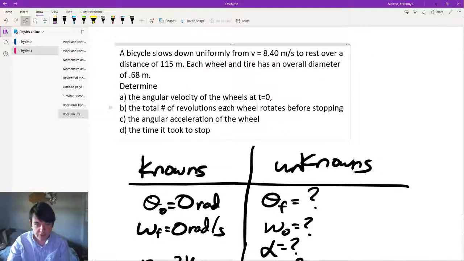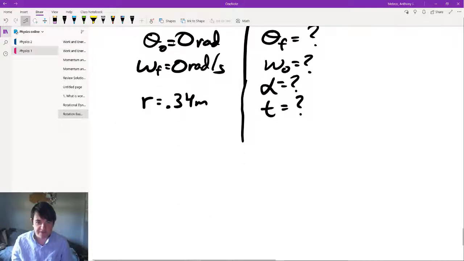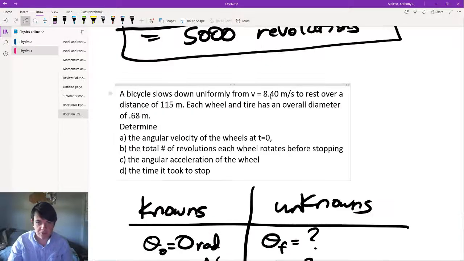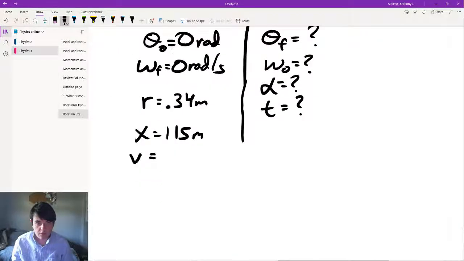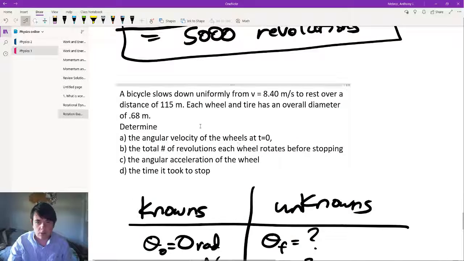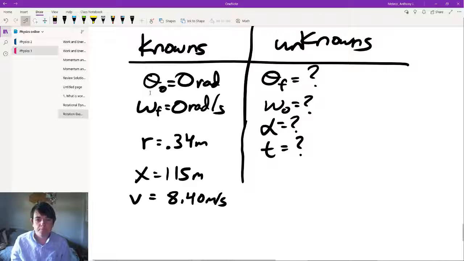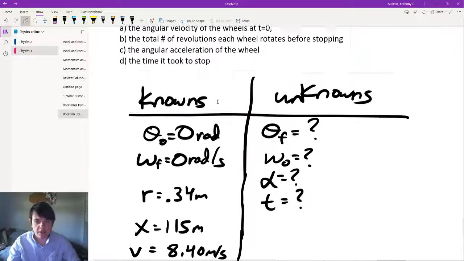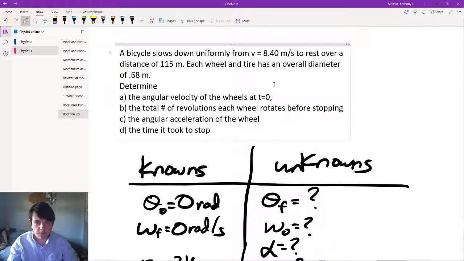Next up, we have our linear terms. Okay, so we have our x distance. We have our v, which is our linear velocity. And do we have an a? No, we don't have any of the a's, but we actually don't need the linear accelerations for this. Okay, so that's kind of everything. We can go ahead and get started solving now.